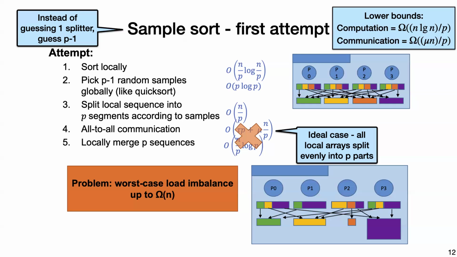Questions? Are people clear on the general flow of this algorithm? It's different from quicksort in that there's only one round. This is not a recursive thing. Once you pick p pivots and you do the exchange and sort, the whole thing is done.